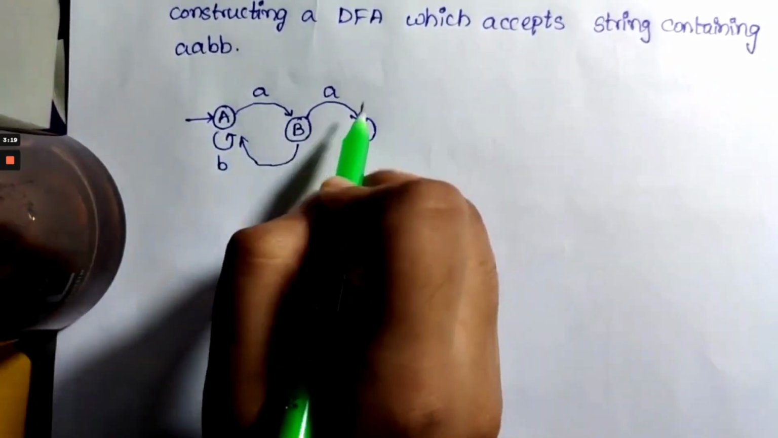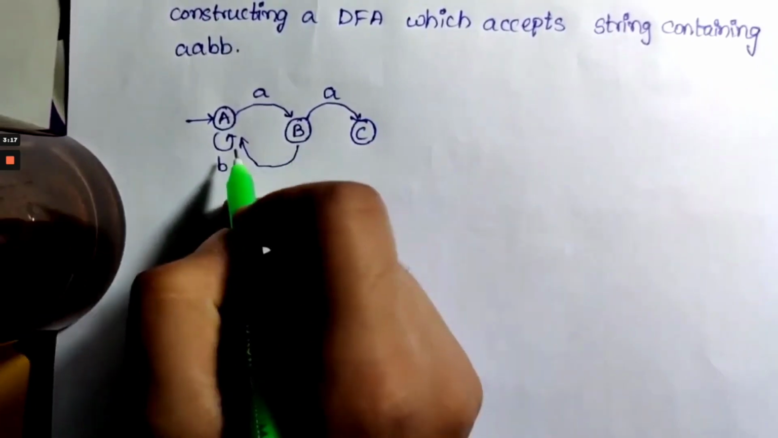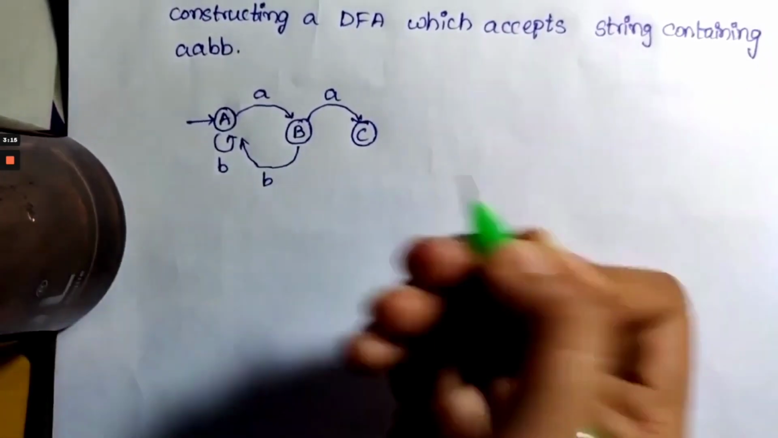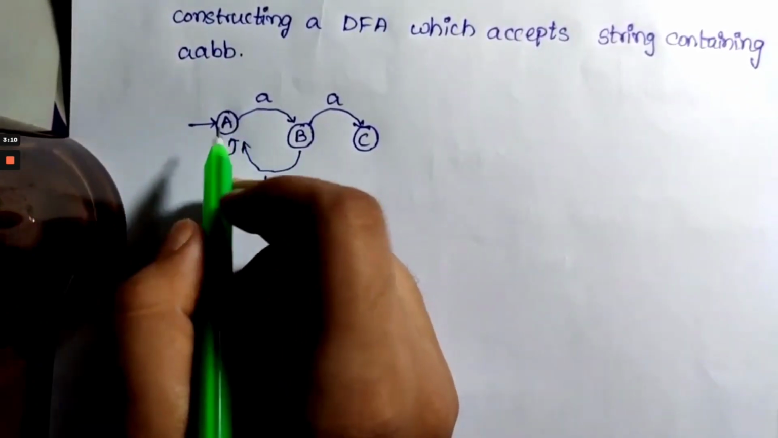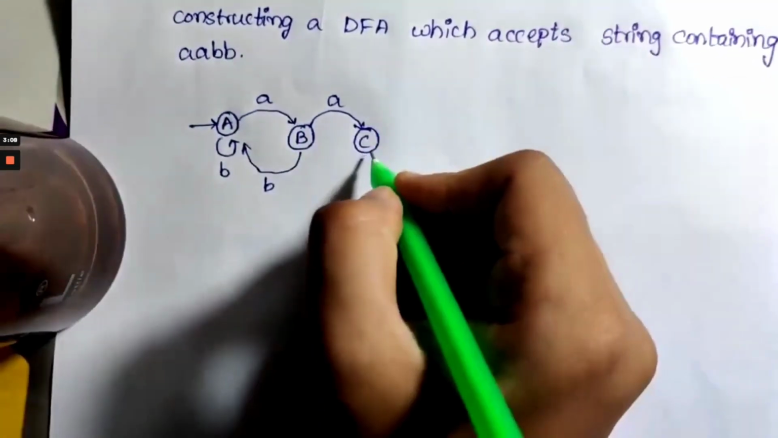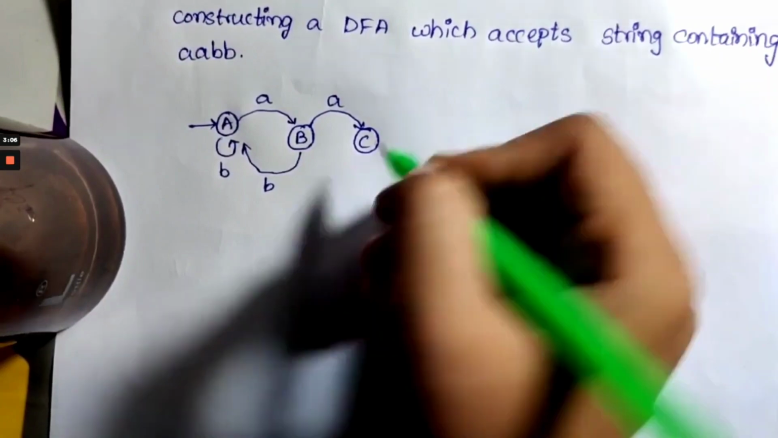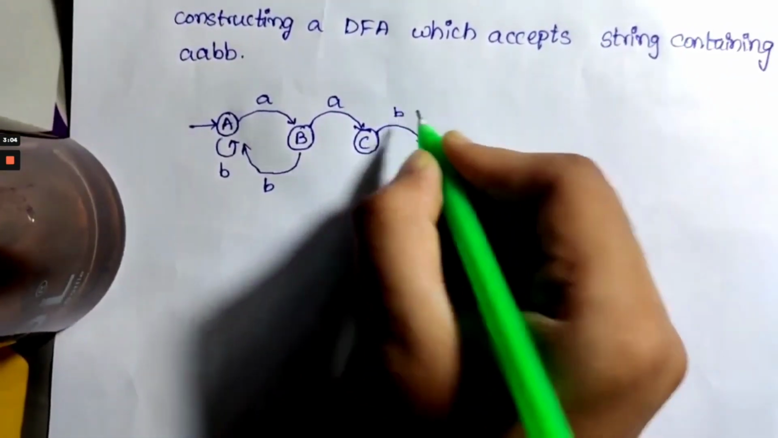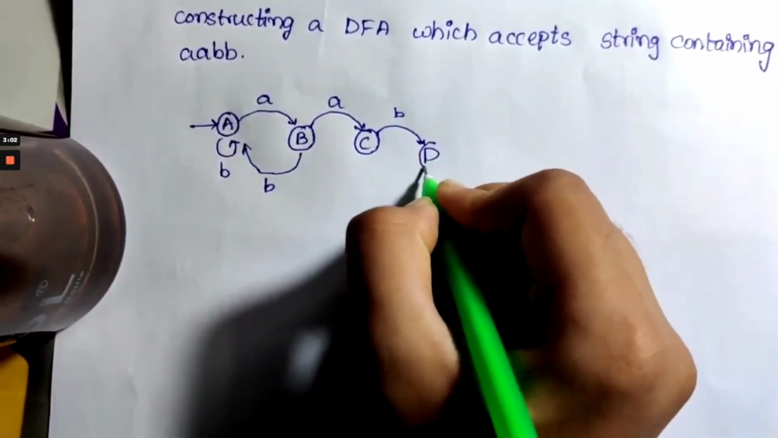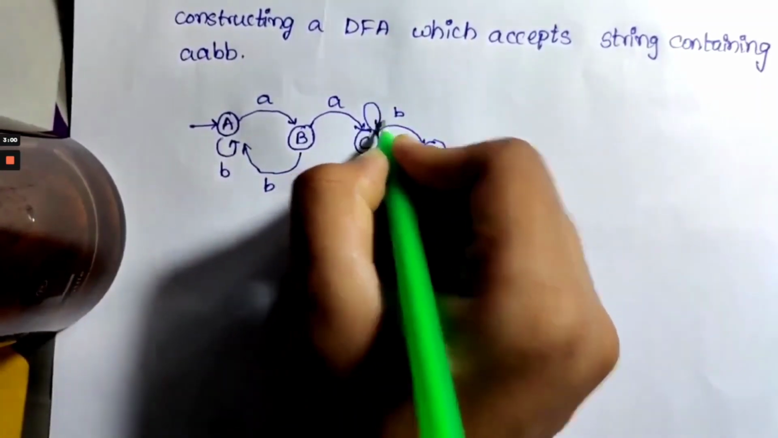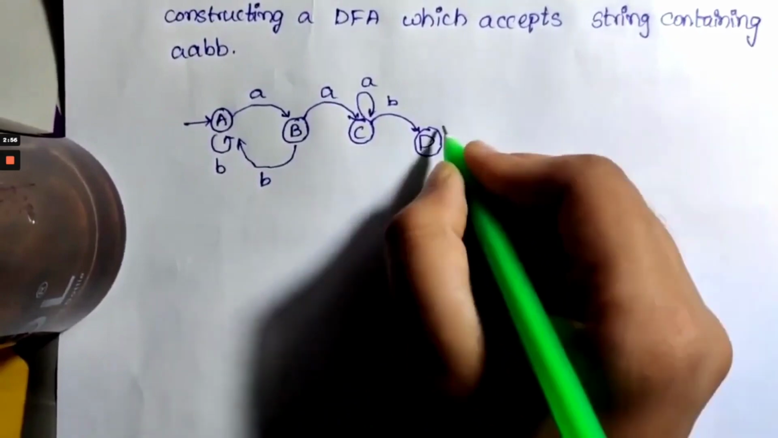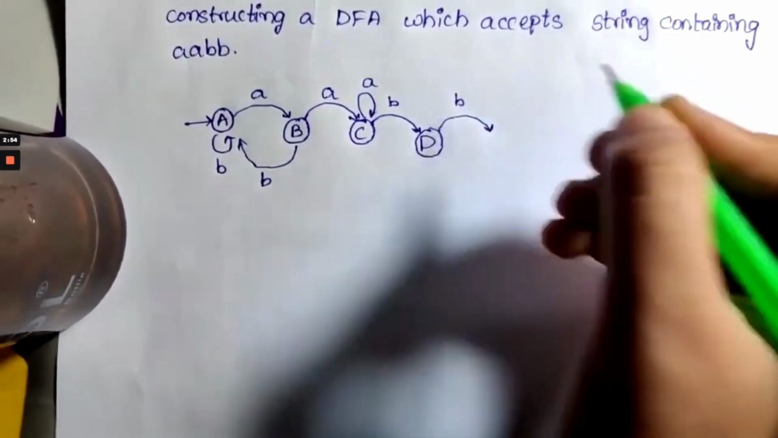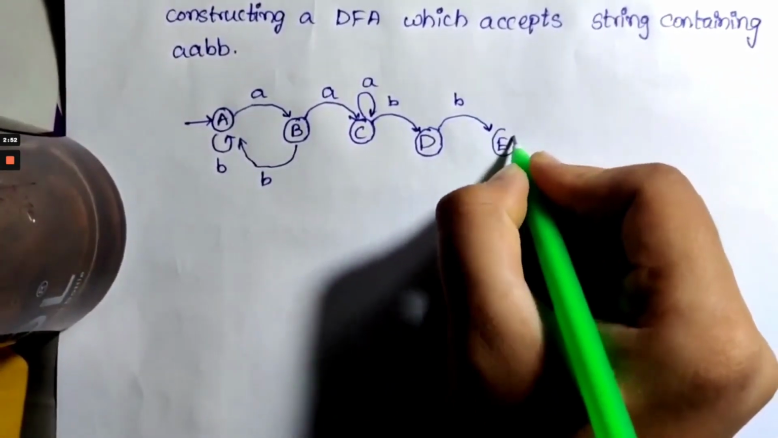So A, B, B is our input. So if B is the input, then it reaches the same state. So again A, B, B cycle starts. So at C, if B is the input, it goes to the next state D, and at C, if A is the input, it remains in the same state. At D, if B is the input, then it will reach as the final state E.